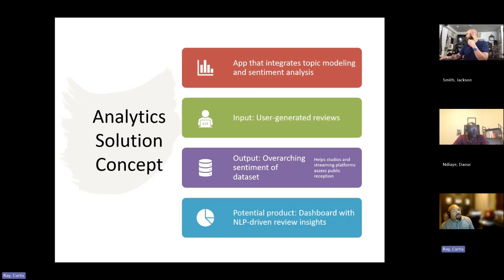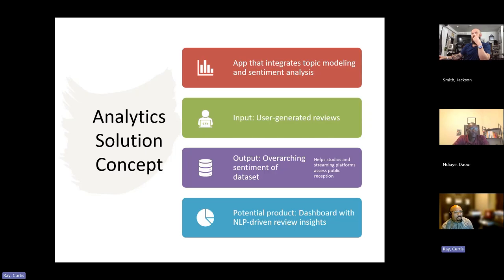So next we'll cover the analytic solution concept. The aim of the app was to integrate topic modeling and sentiment analysis. The user input was auto-generated reviews from the IMDb dataset. The output is an overarching sentiment of the entire corpus of the dataset.